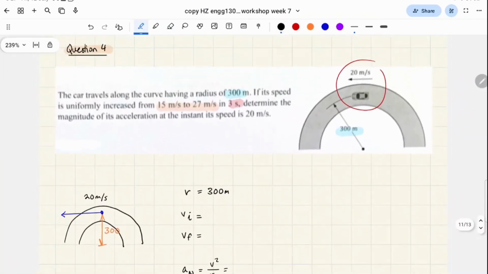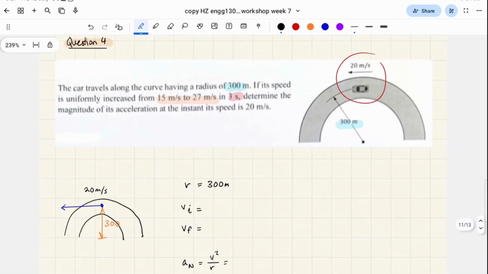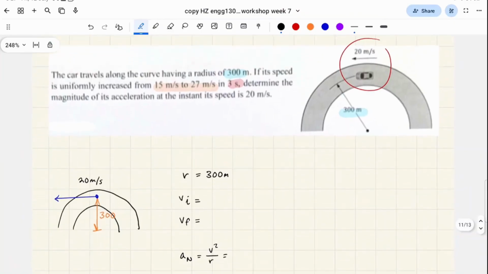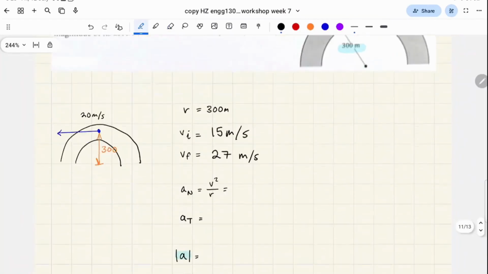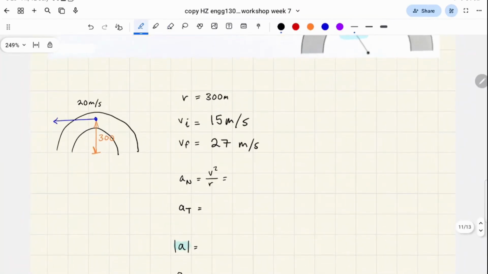So we know that the radius is 300 meters. That'll be important when we plug into our formula for the normal component of acceleration. The initial velocity we were told was 15 meters per second, and it increases to 27 meters per second. Now we have all the pieces we need, so we literally just plug in.